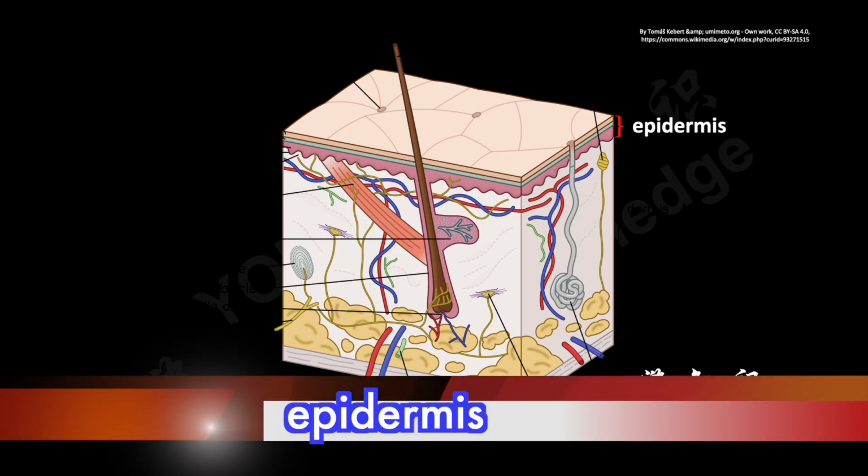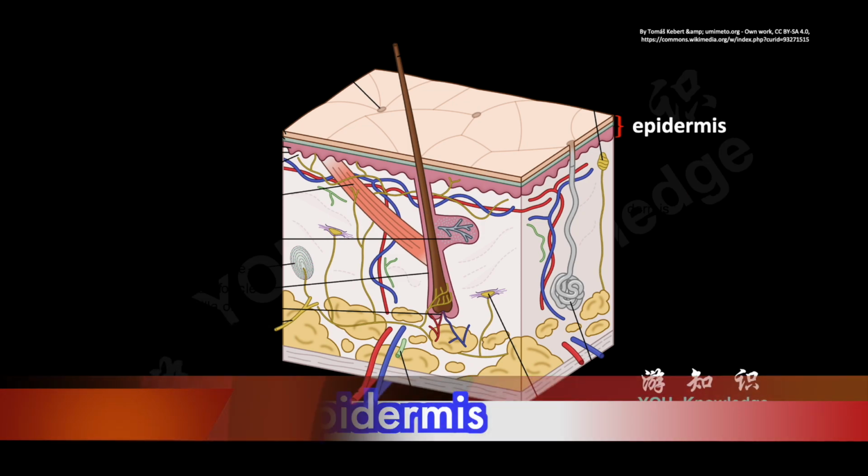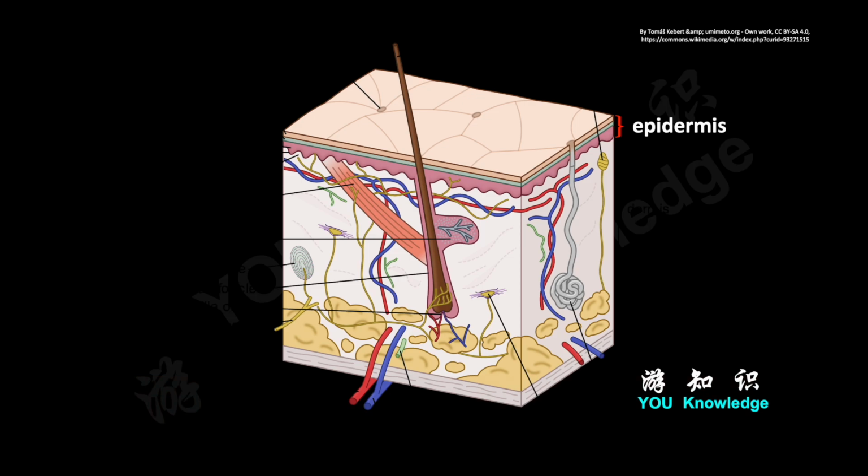The first layer is the epidermis. The epidermis serves as an effective barrier against pathogens and dehydration. Its thickness varies from 0.03 mm on the eyelids to up to 0.6 mm on the palms and soles. The epidermis consists of 5 sublayers.